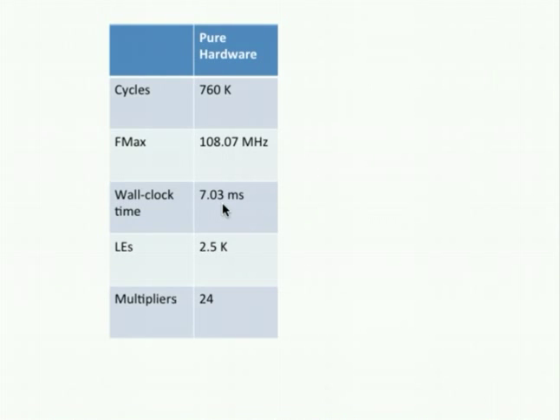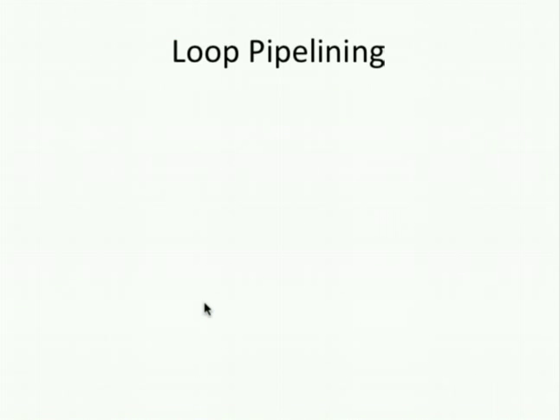You can enter that into a table. We have the cycles, clock frequency, wall clock time, which is the cycles times the clock period, number of logic elements, and multipliers. Next thing I'm going to show you is how to apply loop pipelining in LegUp.